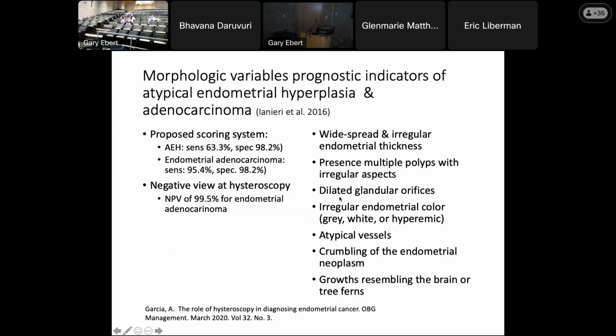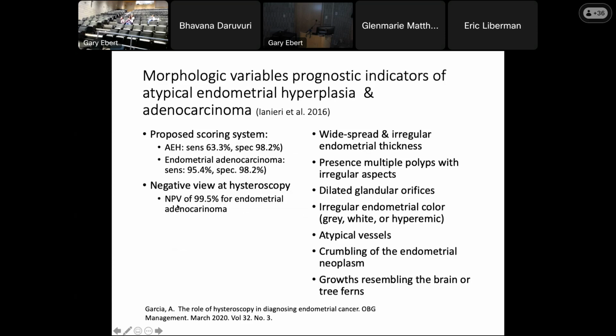This was just to look at some studies specifically. These were some proposed scoring systems, similar to how we have scoring systems to determine whether or not an ovarian cyst is concerning for cancer or precancer. We're always trying to come up with scoring systems to determine what the appearance would be if lesions are cancerous. This study also confirmed Dr. Loeffler's study about the negative view at hysteroscopy.